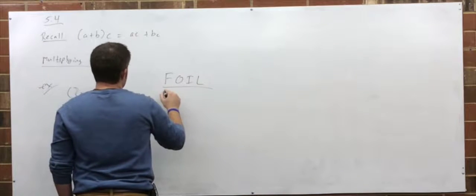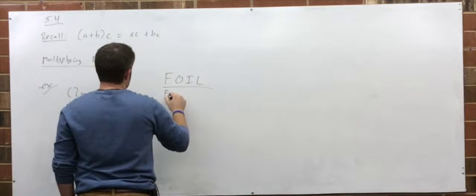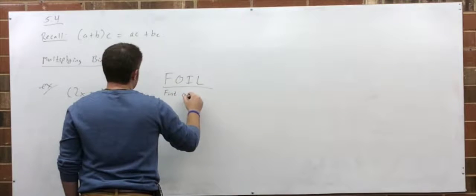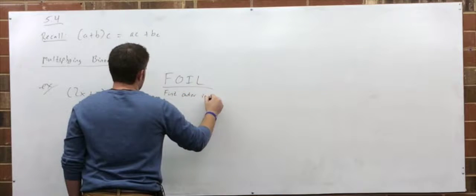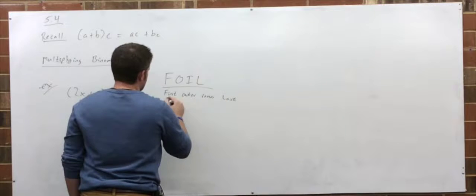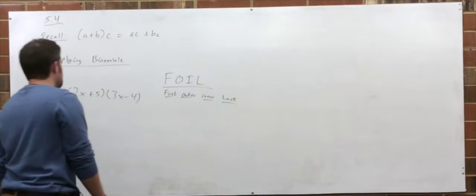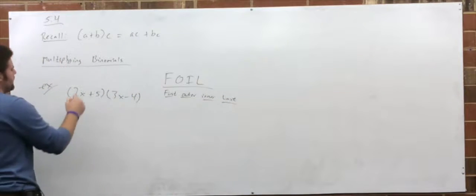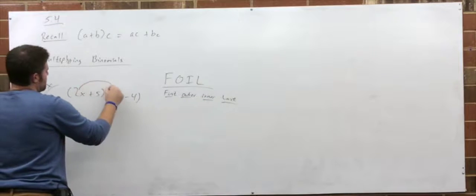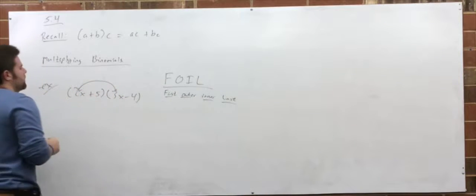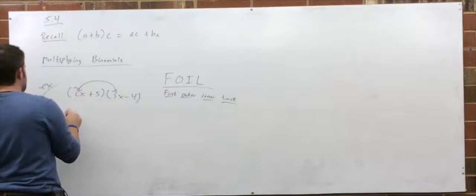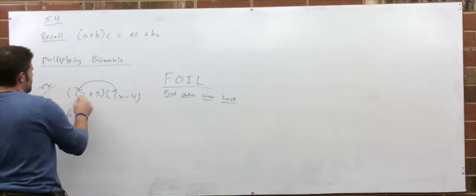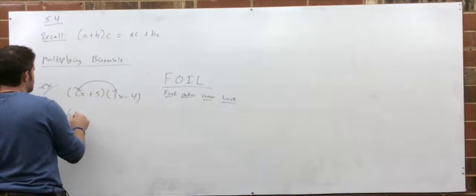What this stands for is first, outer, inner, and last. So, the FOIL method says this. We start by multiplying the first two. So 2x multiplied by 3x. What we do, 2 times 3 is 6. x times x gives us an x squared.